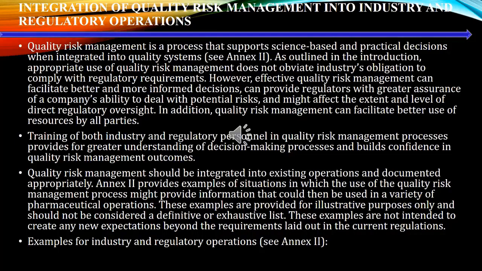Annex 2 provides examples of situations in which the use of the quality risk management process might provide information that could then be used in a variety of pharmaceutical operations. These examples are provided for illustrative purposes only and should not be considered a definitive or exhaustive list. These examples are not intended to create any new expectations beyond the requirements laid out in the current regulations. Examples for industry and regulatory operations, see Annex 2.